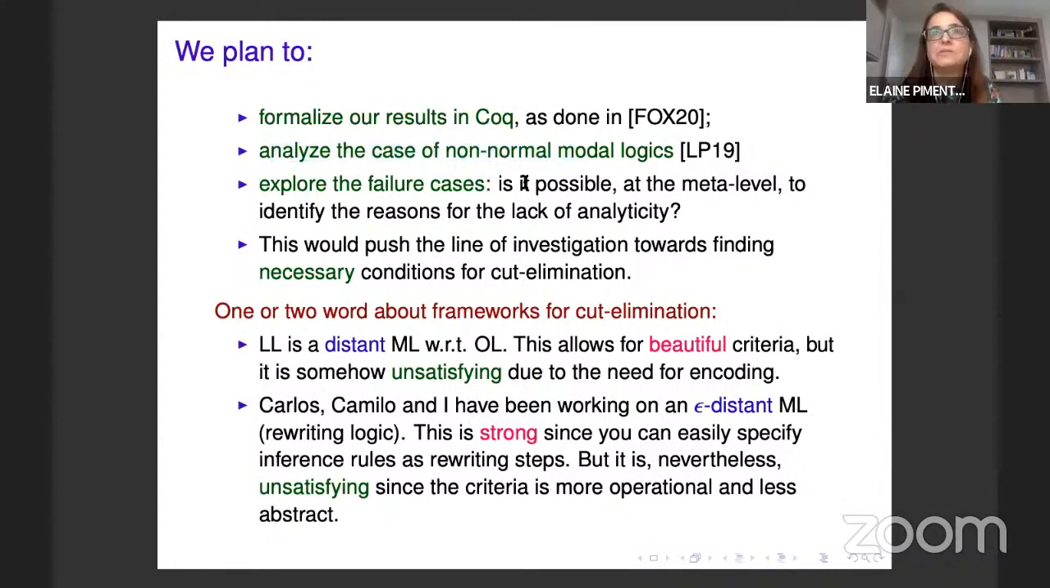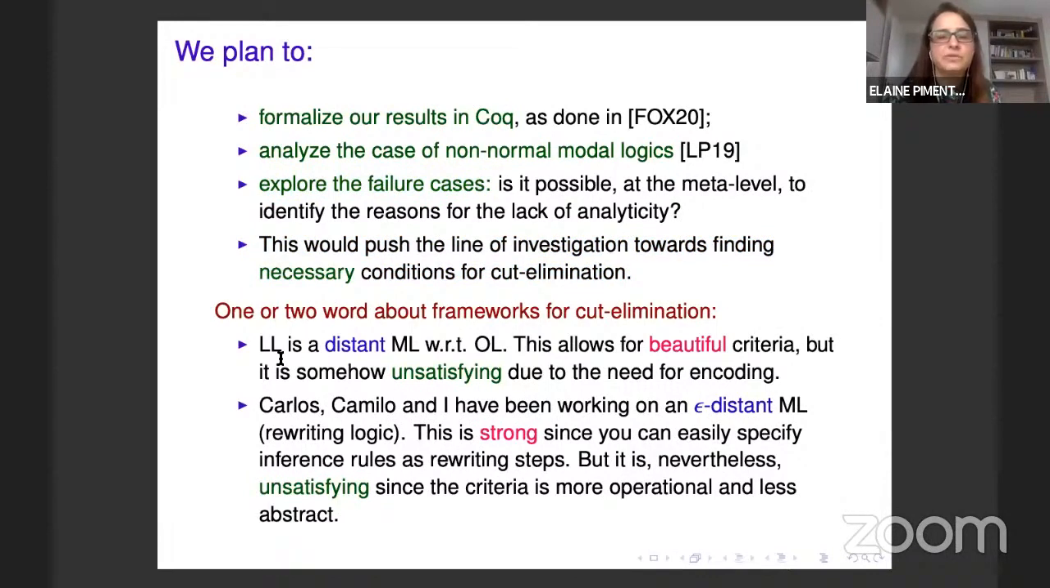We also want to move to non-normal modal logic. So this is something that I really want to do. What does it mean to put non-normal modalities in sub-exponential, sub-structural logic, right? Explore a bit the failure cases. So you can suppose that you can specify and so on, and then you don't have duality. So what's the reason for that? Maybe you're not using the right framework at the beginning, right? So maybe the problem is not you, it's the framework that you have there. We would like to push on this kind of investigation towards necessary conditions for coordination.